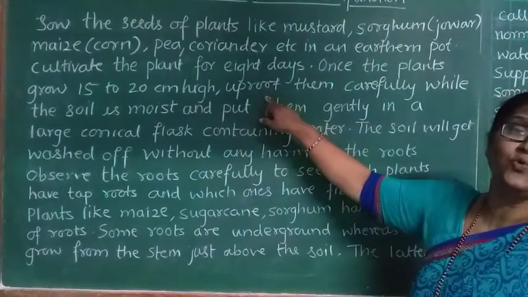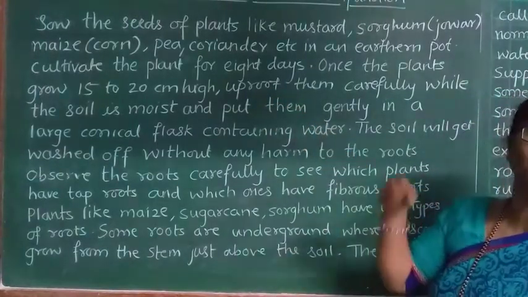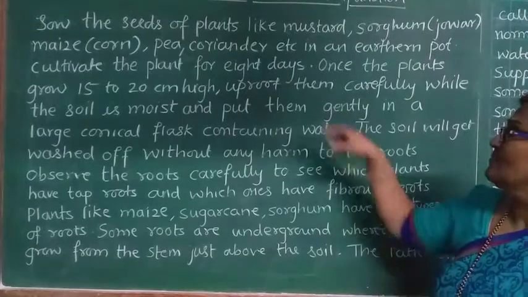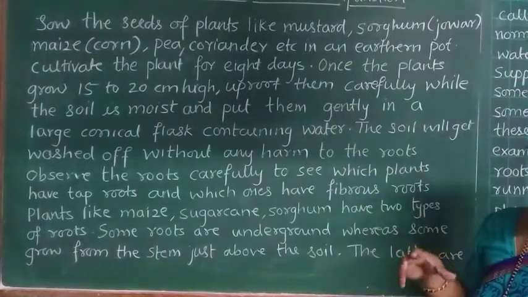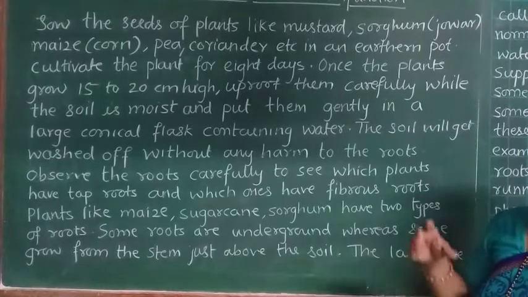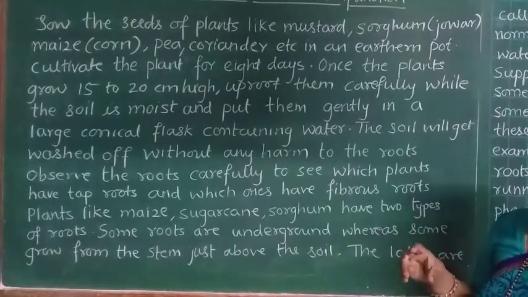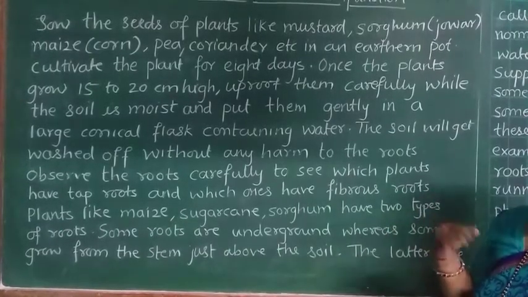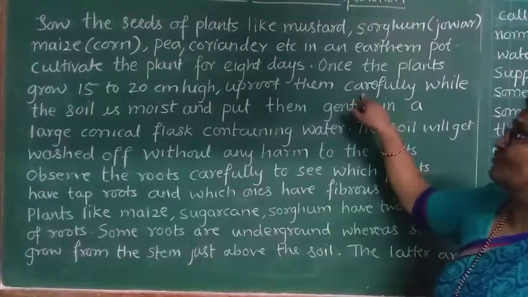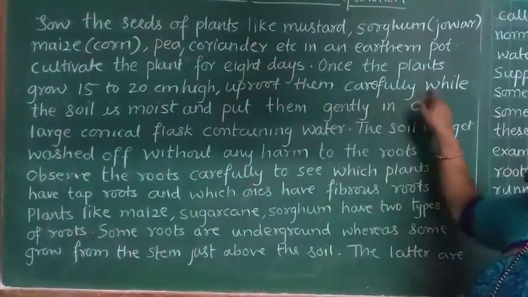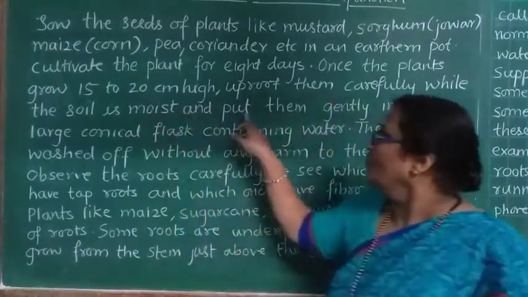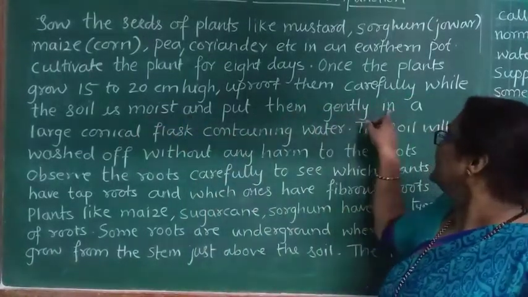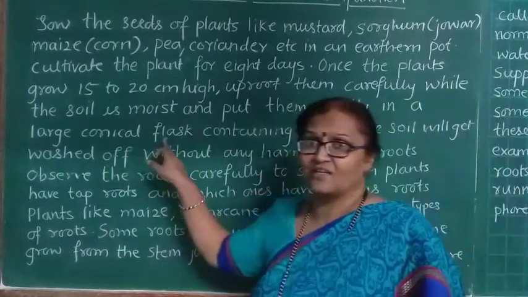You have to uproot them. That means you have to remove them from the mud. And while removing, you have to take care that the root should not be damaged, or you can say, cut. You have to do this carefully, while the soil is moist, and put them gently in a large conical flask.